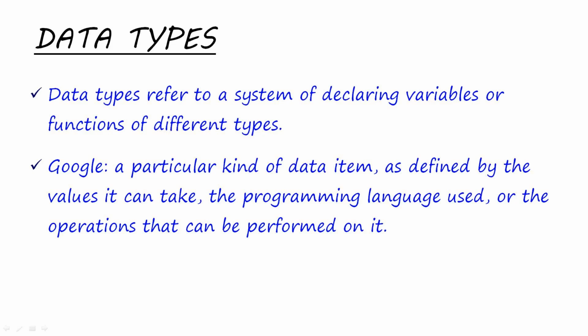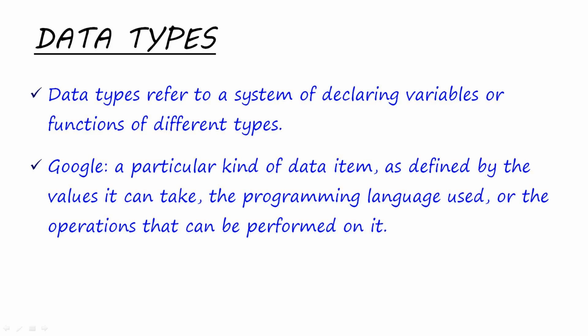A data type in general does two things. First, it defines how my data is going to be interpreted. That is, is my data a character? Is my data an integer? Is my data a boolean, etc. Second, it defines how much space my data will take in the memory.